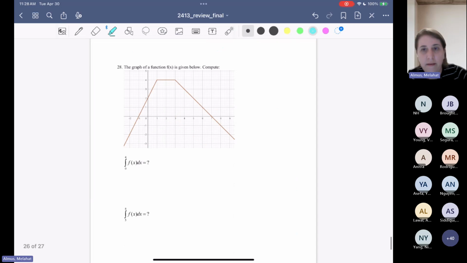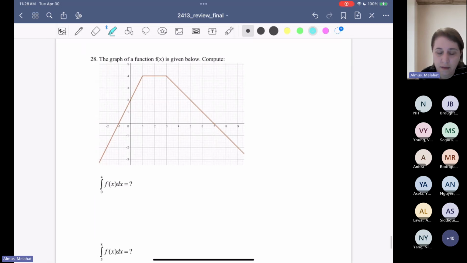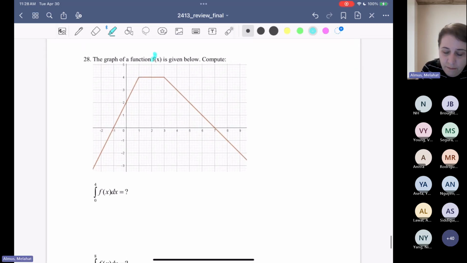Okay, and this will be on the final, guys. Please practice this. Given a graph, you can use the graph to compute the integral if you understand the area connection. Function is positive, integral is area. Function is negative, you have to be careful, okay? So let's say this is a function f, and you want to find the integral of f from 0 to 4. Obviously, we don't have the formula, so we need area ideas.